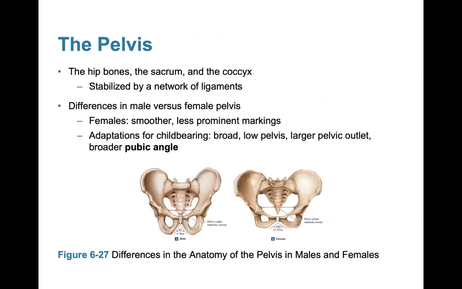The hip bones, the sacrum, and the coccyx will form what we refer to as the pelvis. There are differences between the male and female pelvises. Females are smoother and have less prominent markings. They are also adapted for childbearing with broad, low pelvis, larger pelvic outlet, and a broader pubic angle.